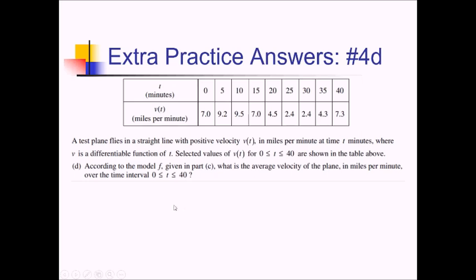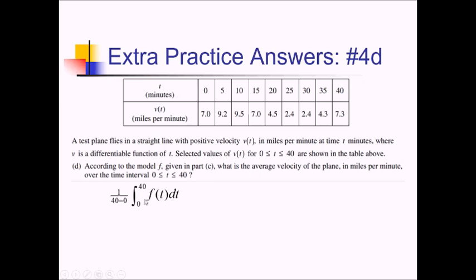So I'm going to have 1 over the interval length, that's 1 over 40 minus 0, or 1 over 40, times the integral from 0 to 40 of the thing I'm trying to average. I'm trying to average velocity, which is the f function from part C. So I'm just going to put f of t dt in here.